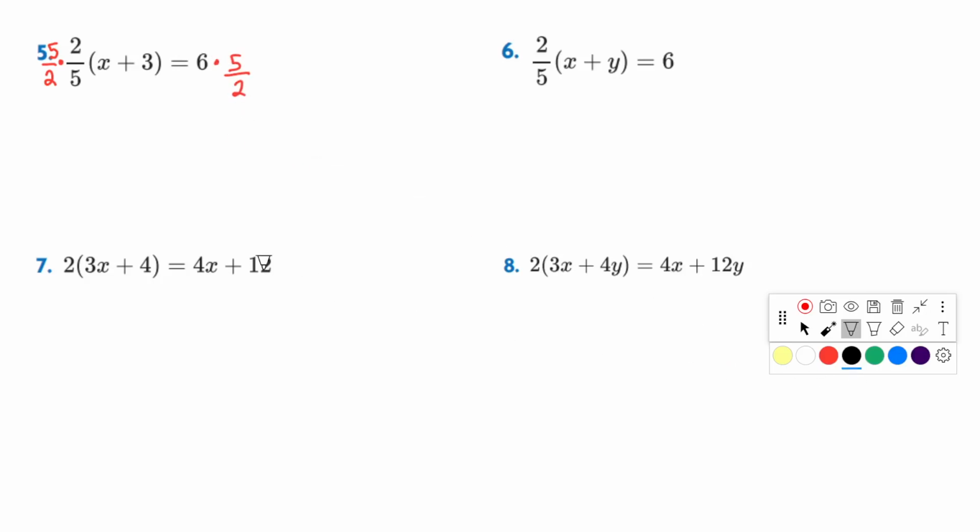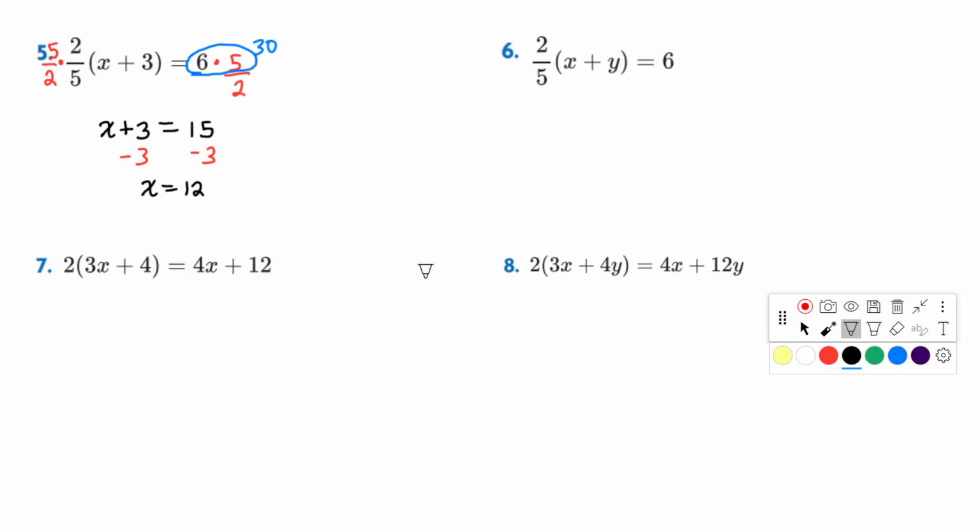So now I have x plus 3 equals, multiply 6 with 5, that's 30, and divide that by 2, which is 15. Then we have x plus 3. We can do the inverse of adding 3, and that's subtract 3. And we are left with x equals 12.